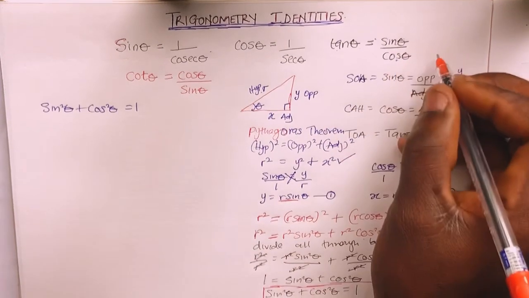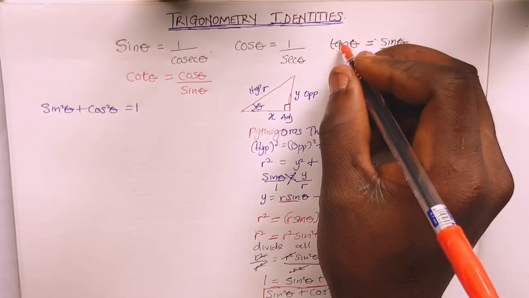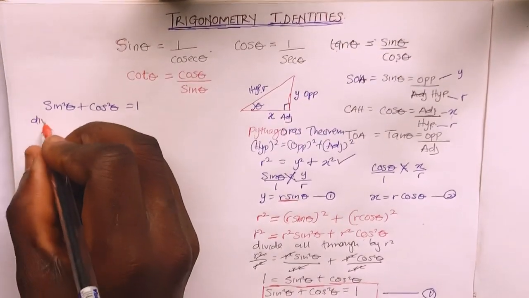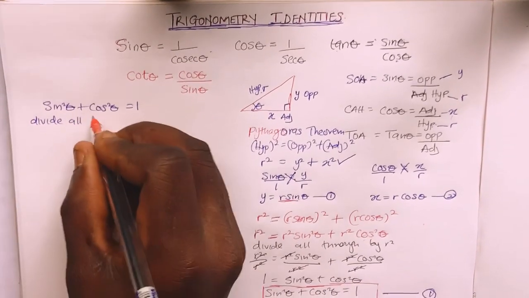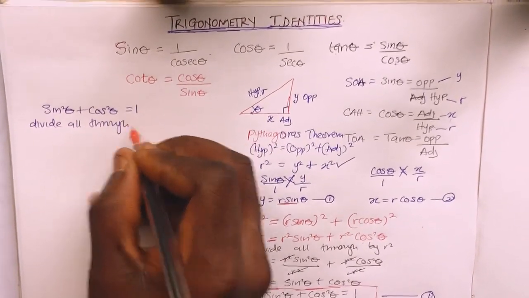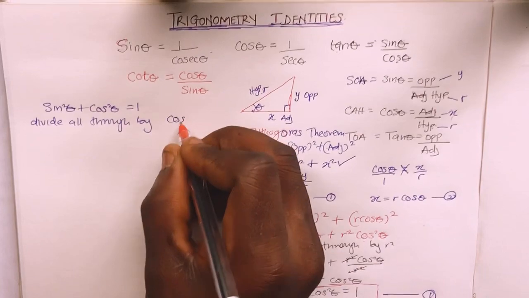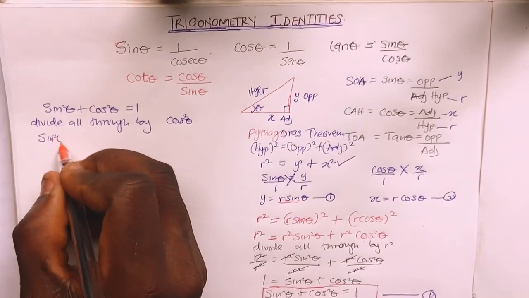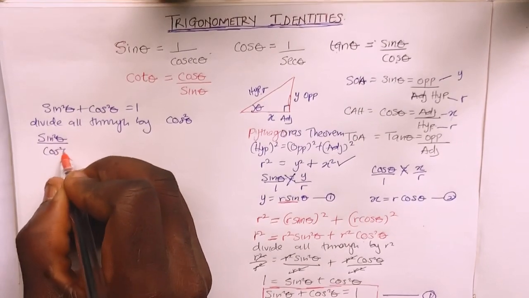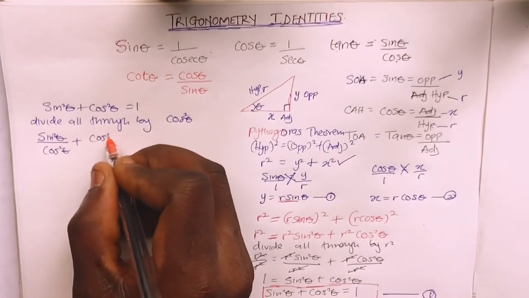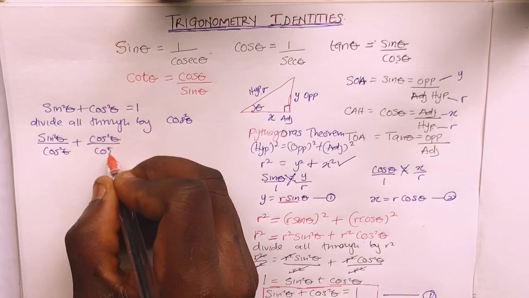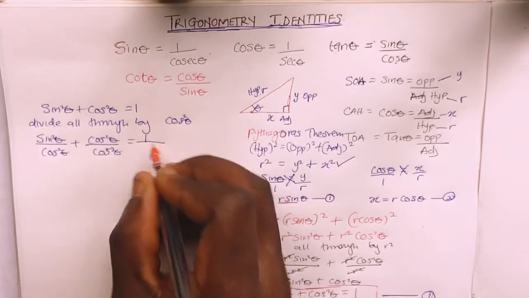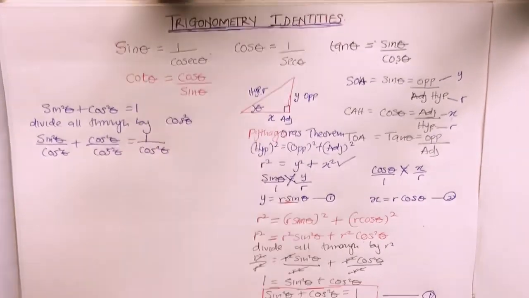I can just choose to divide all through by my cos, in order for me to obtain tan. Divide all through by cos square theta rather, because this one is sine square theta. You are going to have sine square theta over cos square theta plus cos square theta over cos square theta equals 1 over cos square theta.